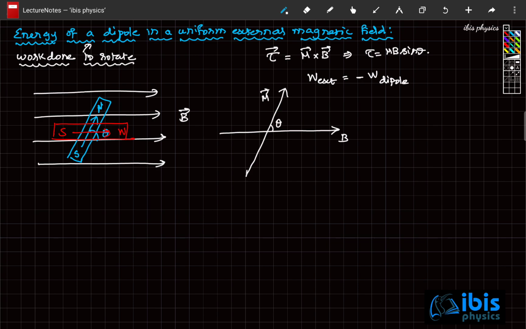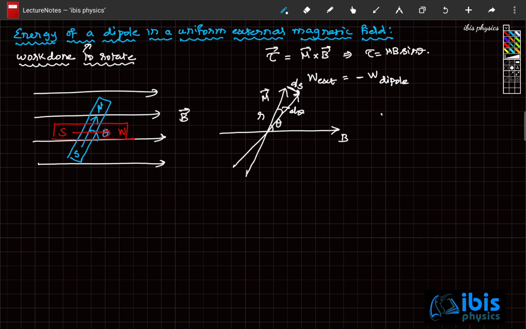In this case, what is the torque acting on it? Before we find the torque, suppose the dipole is rotated through a very small angle d theta, so the dipole will be like this. Assuming this distance as r, the small distance it moved is almost a straight line. Let's say it is ds. Let's say this small angle moved is d theta.